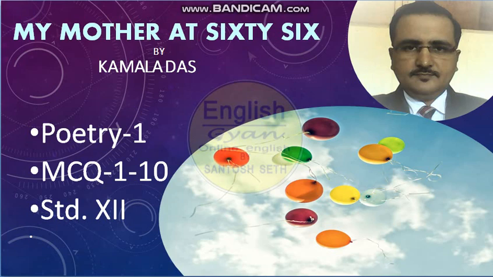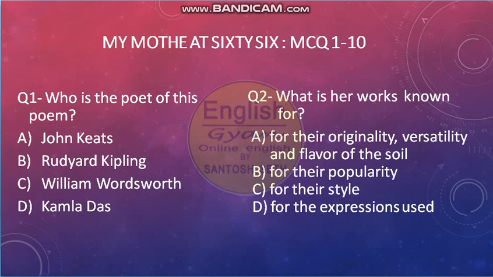So let us start. We should not waste our time. So the first two questions are now before your eyes. Question number 1. Who is the poet of this poem? Very difficult question. No, don't smile. Find out the right option. A. John Keats. B. Rudyard Kipling. C. William Wordsworth. And D. Kamala Das.